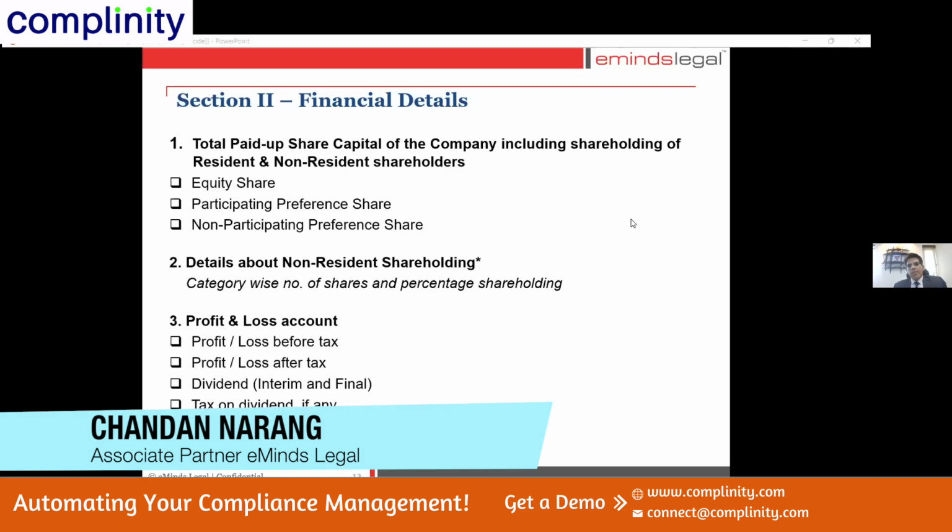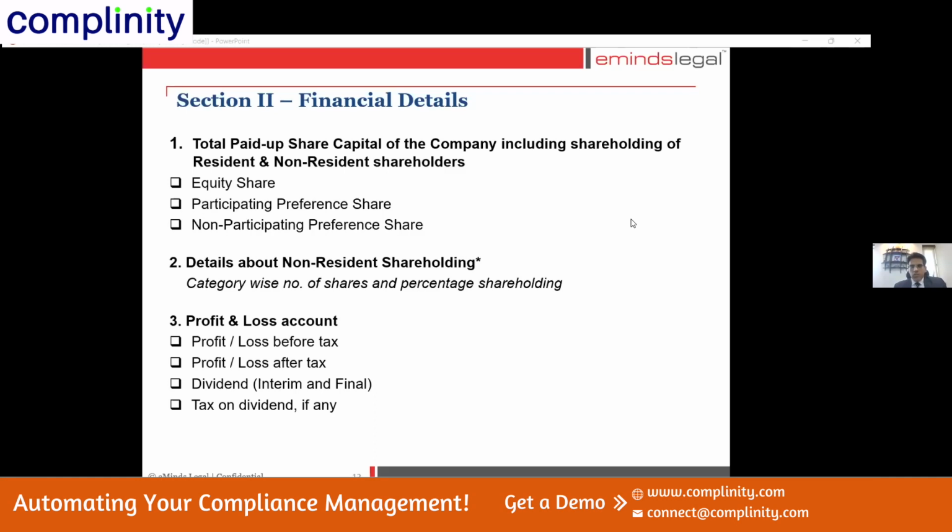So let's now analyze how to fill in information and what all information is required to be filled in section 2 onwards, which is the more technical part. So section 2 specifically talks about the financial details of the company, the general financial details like paid up capital, your P&L, your reserves, your sales and purchase, etc.